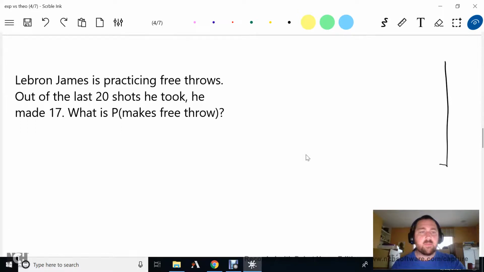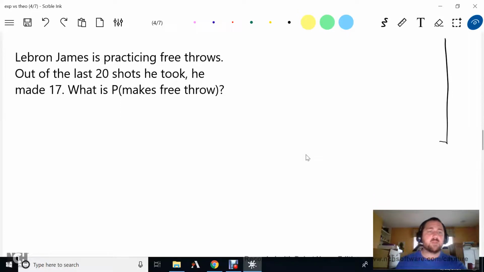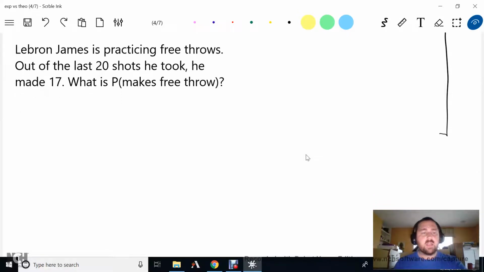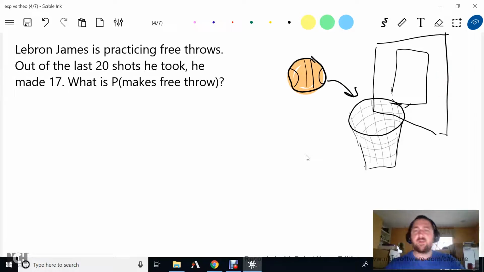So here's an example. LeBron James is practicing free throws. Out of the last 20 shots he took, he made 17. To visualize that, we have this little basketball goal. What is the probability he makes a free throw? Or what's the chance that this basketball goes in the hoop? So this would be an experimental probability because we're looking at past data, past information of the last 20 shots.